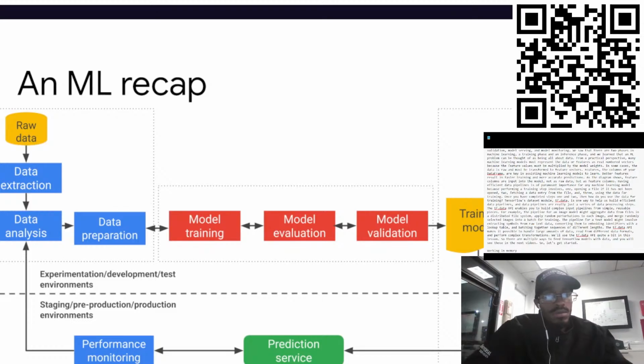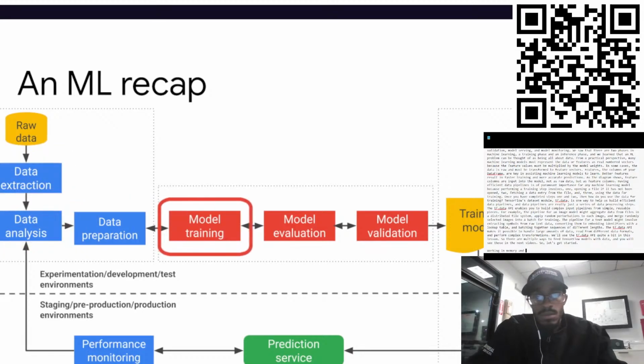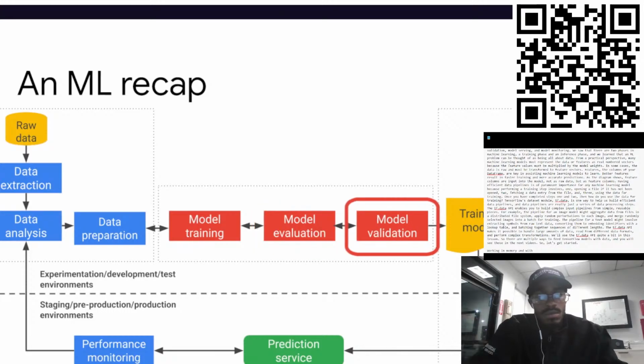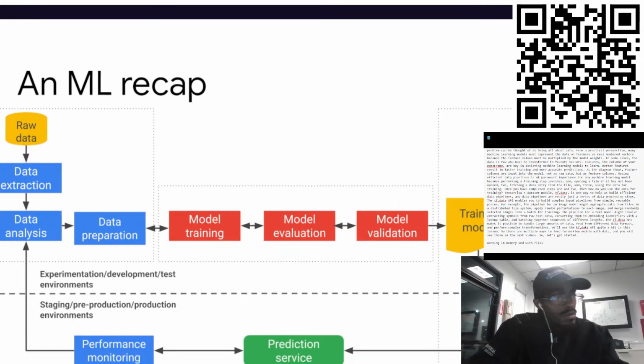after you define the business use case and establish the success criteria, the process of delivering an ML model to production involves the following steps. These steps can be completed manually or can be completed by an automated pipeline. For example, data extraction, data analysis, data preparation, model training, model evaluation, model validation, model serving, and model monitoring.